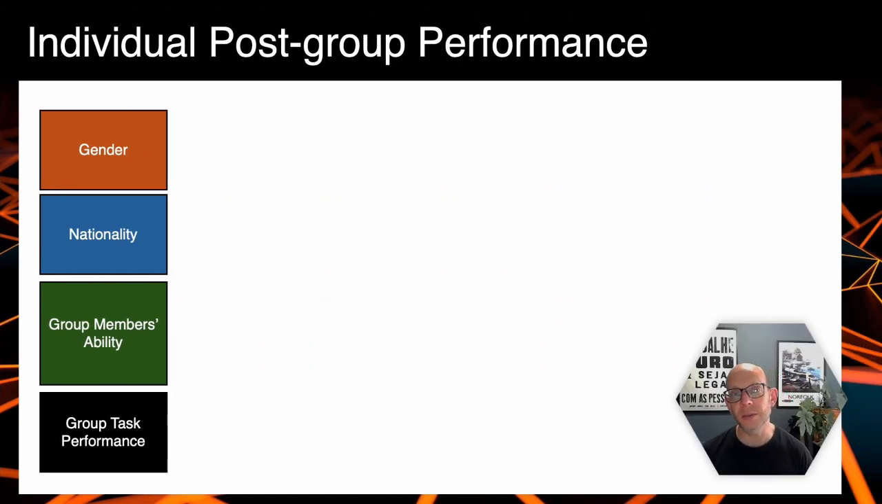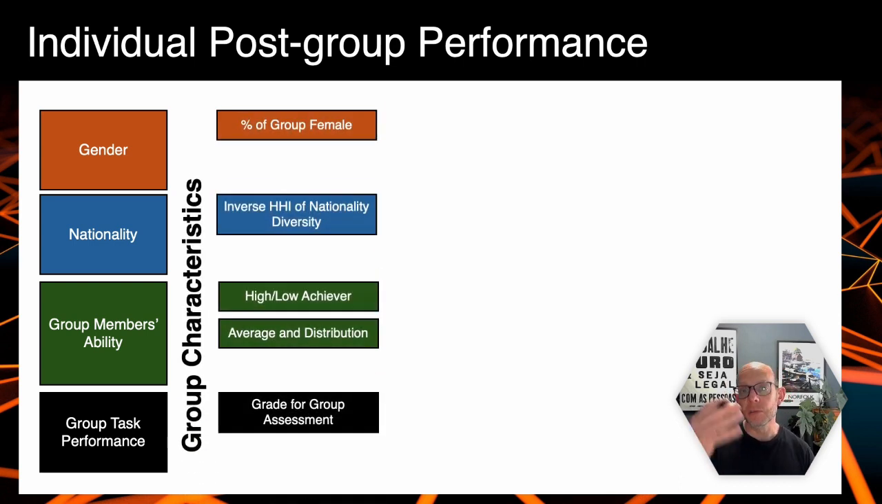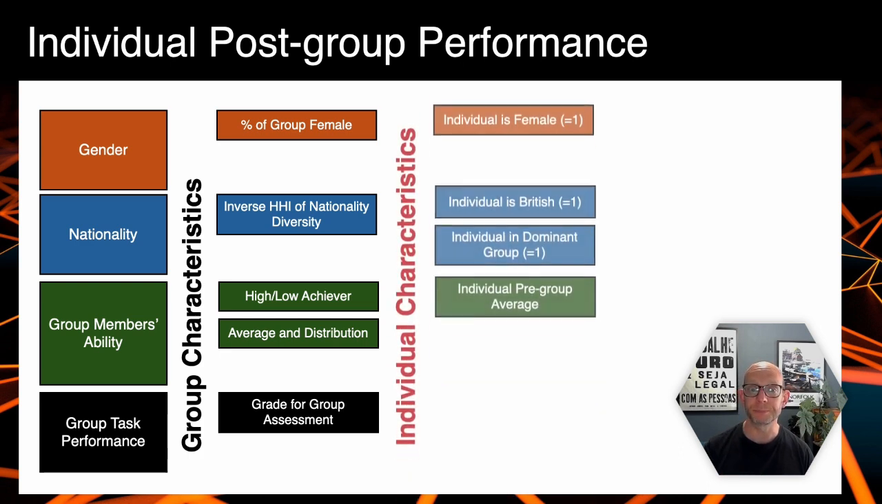Addressing our second question, which concerns the link between group composition and individual academic performance after being in a group, we need to consider group and individual level variables. Our group variables are very similar to the ones that we had in the previous one. We have a measure of gender diversity, international diversity, academic abilities of group members, but we also include in the second regression the grades that this group achieved in its assessments.